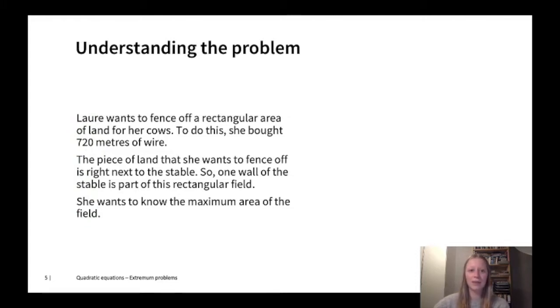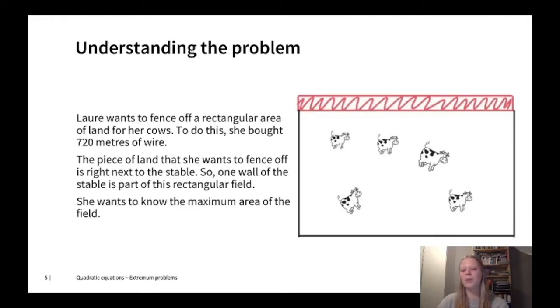Now, the piece of land that she wants to fence off is right next to her stable, so that means that one wall of her stable is already part of this rectangular field. Now, she wants to know the maximum area possible. So, I've made a sketch to make it easier for you. You can see here in red is the wall of the stable, so it's already part of the field. And in black you can see the wire that she uses to fence off her land.